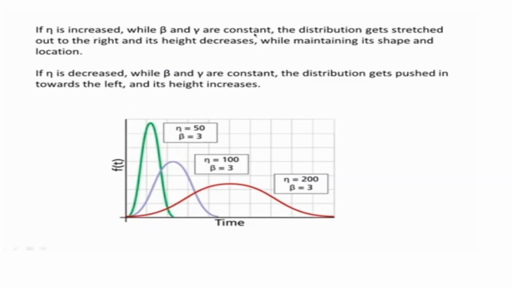Now if the threshold is increased, provided beta and gamma are constant, the distribution gets stretched to the right and the height increases while maintaining its shape and location, like this graph. If eta or threshold is decreased while beta and gamma are constant, the distribution gets pushed towards the left and the height increases. So these are the various cases of the threshold.